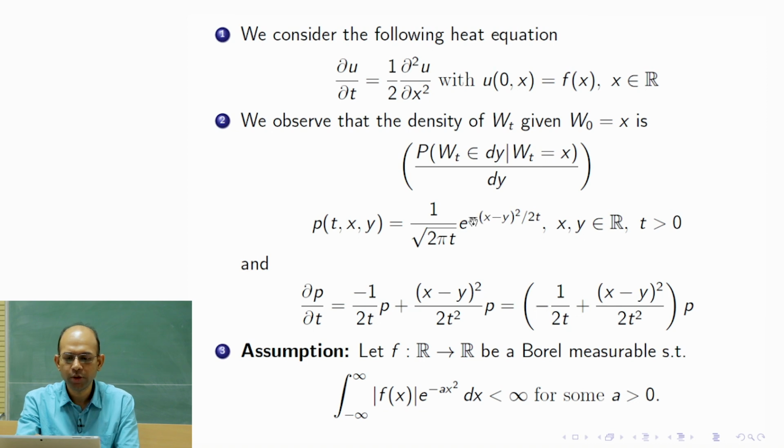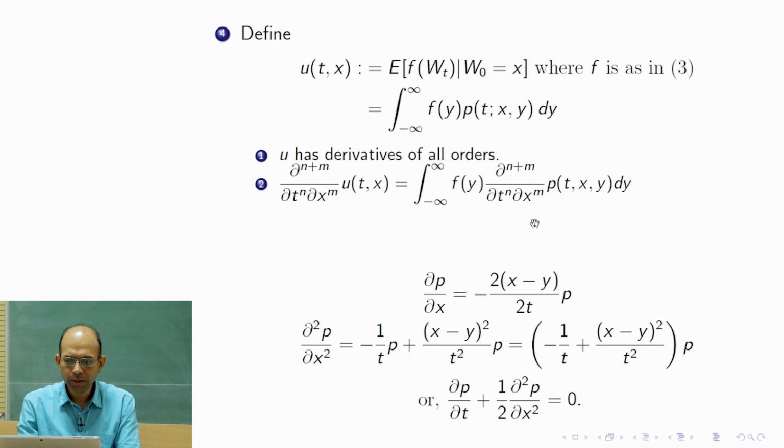Del x, if you do, you get minus 2. Okay, and then this would appear. So this 2 cancels, and then you consider del 2 del x 2 of p, then this product. From this part you are going to get just 1 over t times p, and from this part again this term, x minus y divided by t.